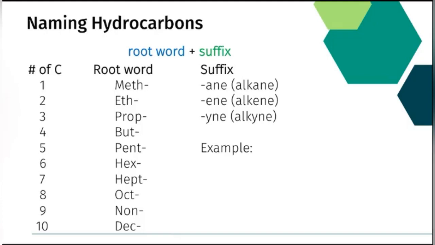We also have another suffix, ene. That's the suffix for alkenes. So basically, you just take the last three letters of the words alkane, alkene, and alkyne. Those will be your suffixes. So here are some examples.